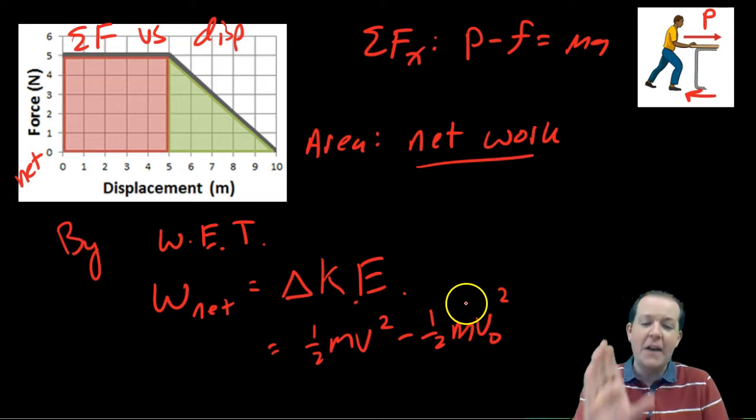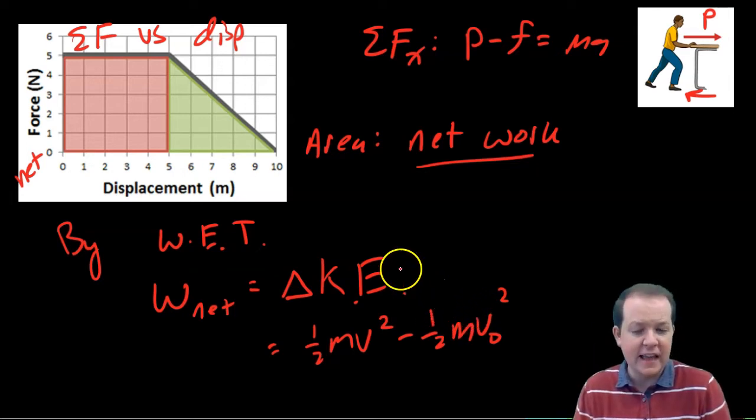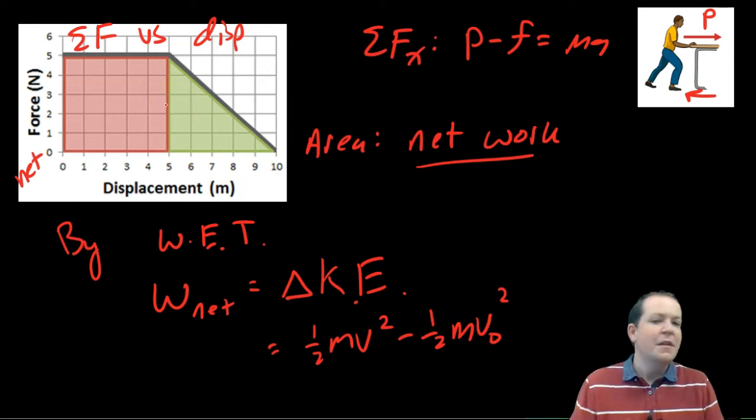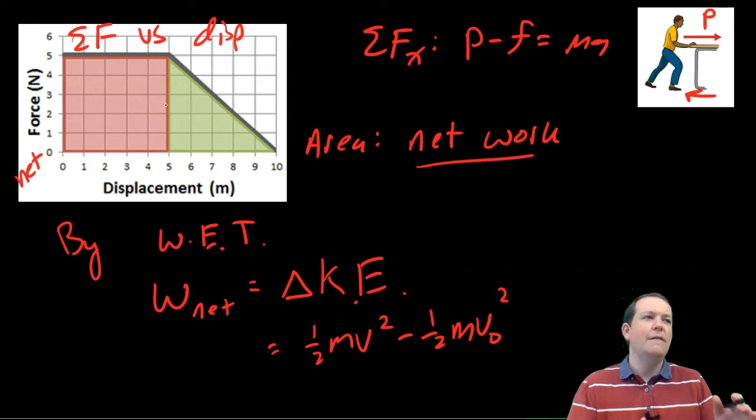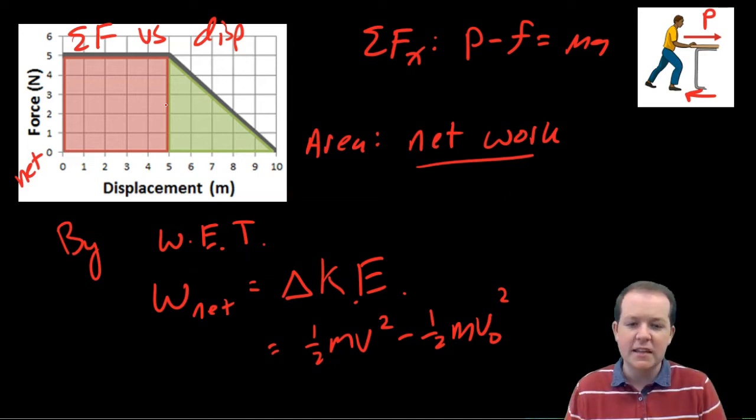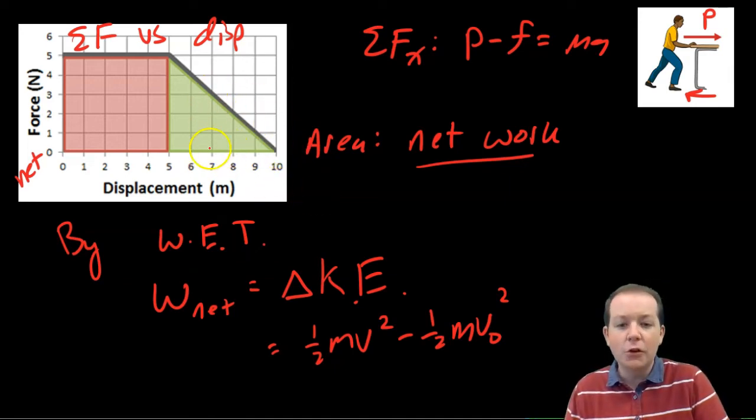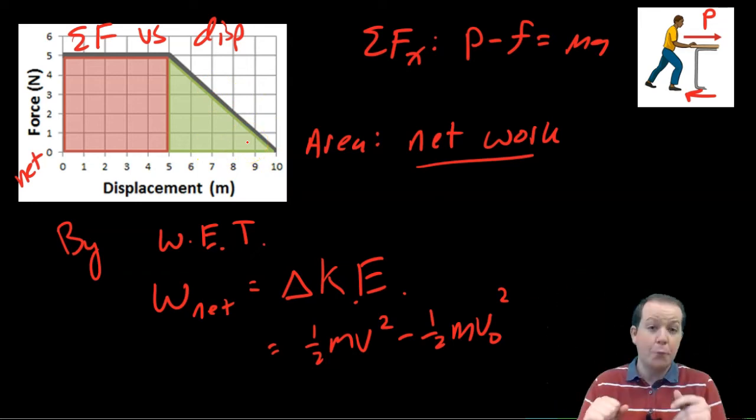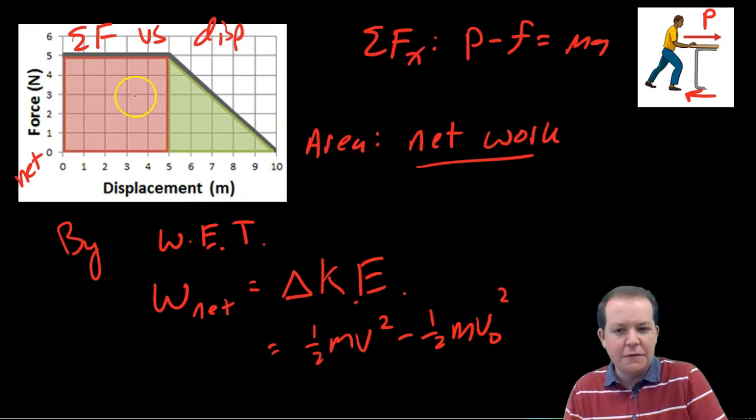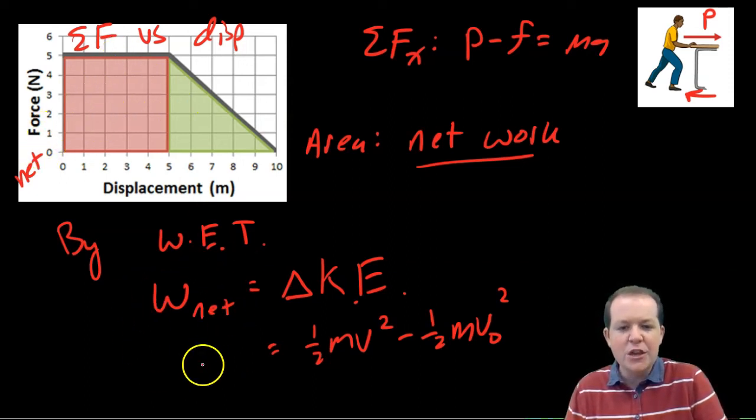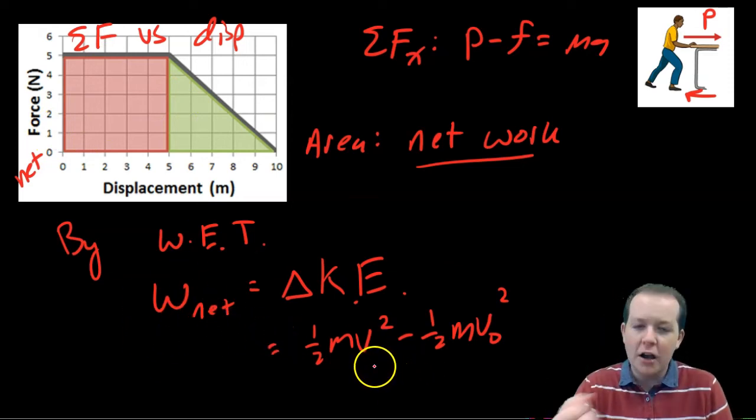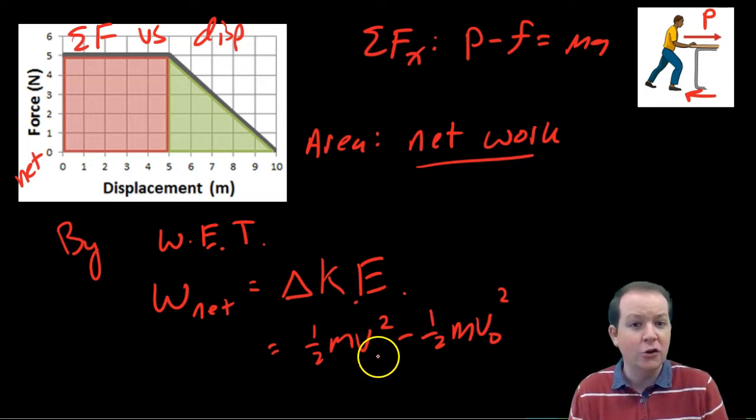This is also very common on the AP exam. They might give you this graph. Maybe they say like, oh, the object starts at a velocity of 0. It starts at rest. Calculate the final velocity from this graph. And in fact, while it might seem like a really tough problem, you can do that. Because if this is the net force, you could find the area. That's what you would plug in right here. And then you could solve for the velocity by the work energy theorem.